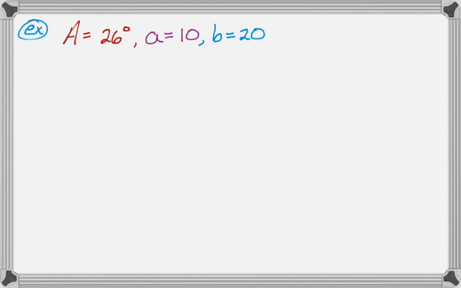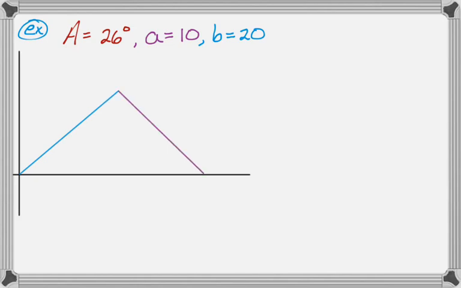So the first thing we probably want to do is draw a picture, but we want to put it in the XY plane, specifically in the first quadrant. So this will be my picture. And then angle A is going to be at the origin, so that's 26 degrees, and then that must be 10, and then the other side is 20. Okay, so that's what we have so far.